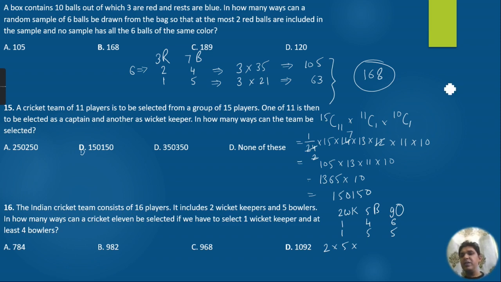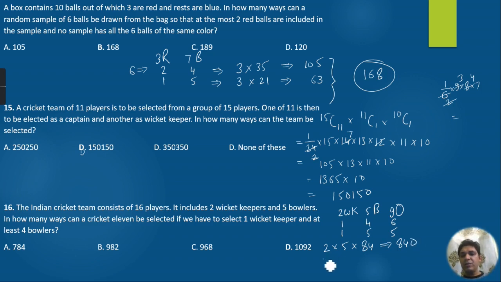9C3 will be equal to 1 by 6 multiplied by 9 multiplied by 8 multiplied by 7. If we put up the value, 3 3 is 9, 3 2 is 6, and 3 4 is 12, so this will be 84, and the first case will be 840, right?